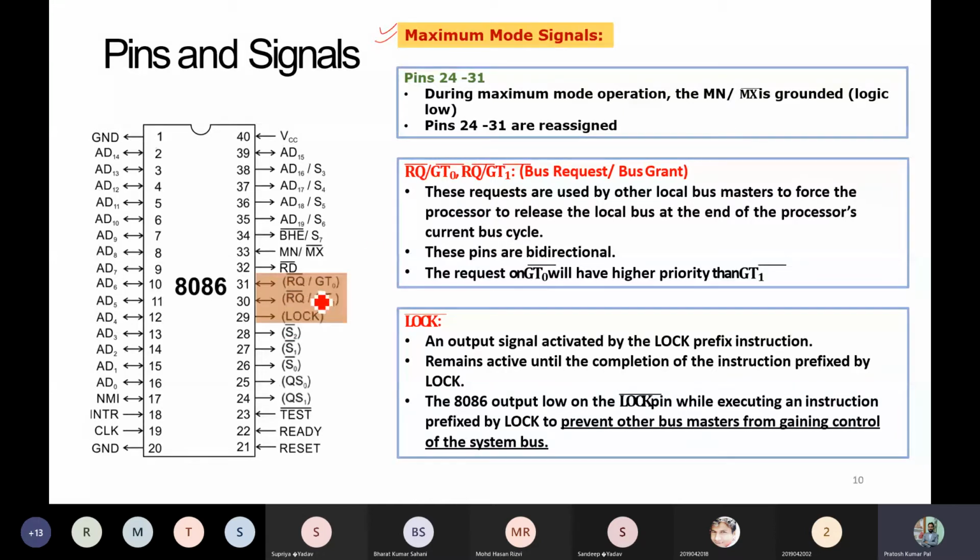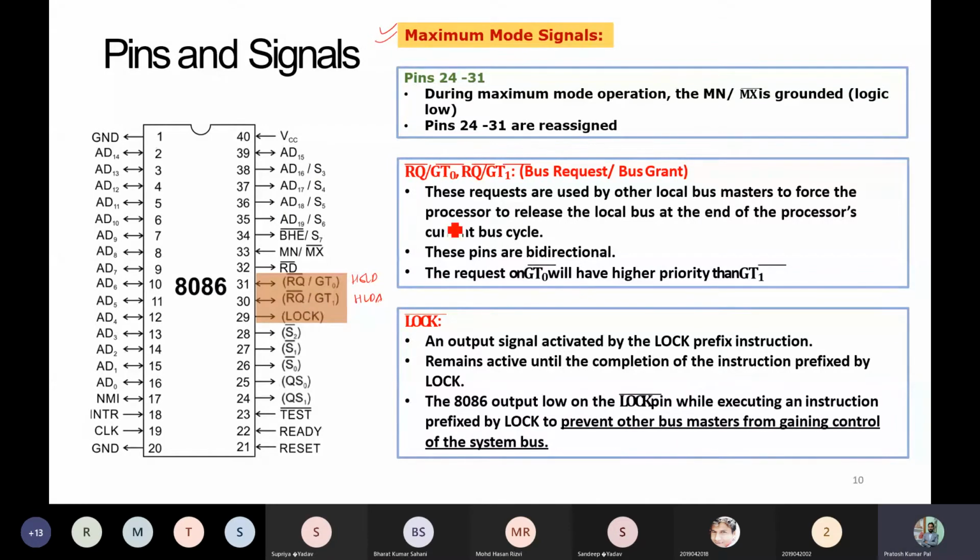This was HOLD and HLDA. Similar to that, here also, if it is working in maximum mode, that means more than one processor is being used. So there may sometimes be a case where the 8086's bus control will be given to another processor also.